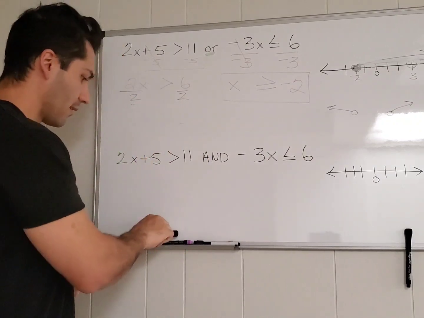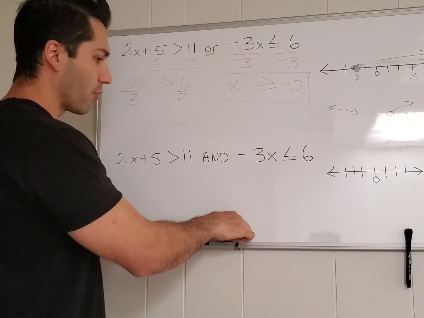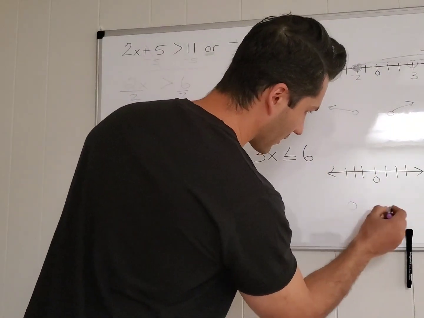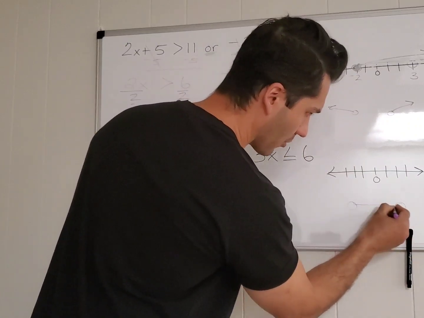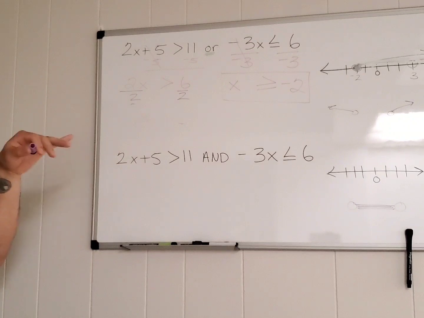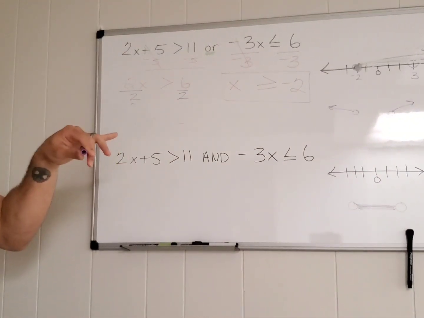Okay? So my expectation for an AND statement is this. I kind of want something that looks like that, open, close circles, but I want them going towards each other like that. That's what I expect when I get an answer. If I don't get that, that's a problem.